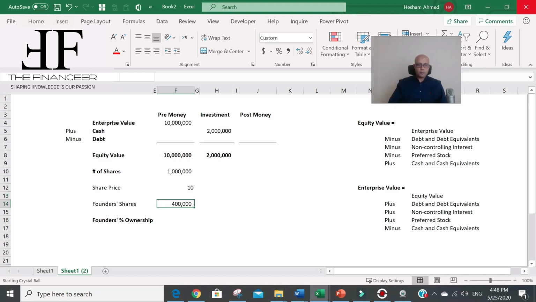How many shares do the founders have outstanding? Assume that I, as a founder, have 400,000 shares. So what is your ownership percentage? Simply, you divide the 400,000 shares by the 1 million shares outstanding, so you have a 40% ownership in this business as a founder, and the remaining 60% may be with other investors.